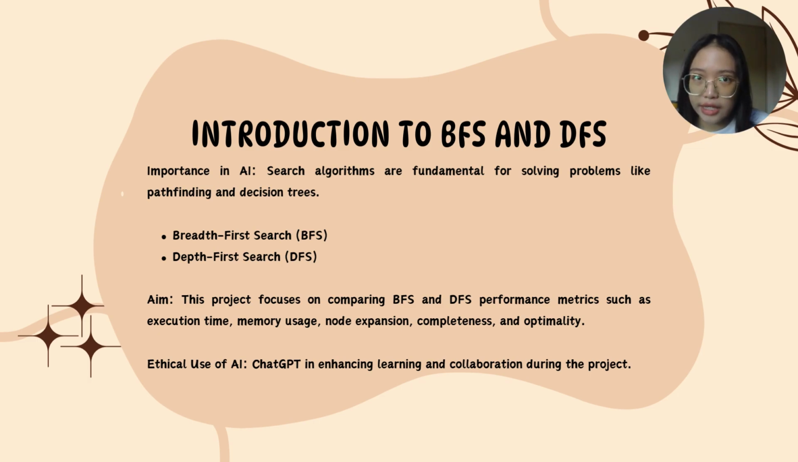On the other hand, DFS goes deep into one path at a time before backtracking, making it better suited for exploring large or deep networks where memory usage needs to stay low. The aim of this project is to compare these two algorithms based on performance factors like speed, memory usage, and their ability to find complete or optimal solutions. We also made sure to use AI tools like ChatGPT during this project to enhance collaboration and learning.